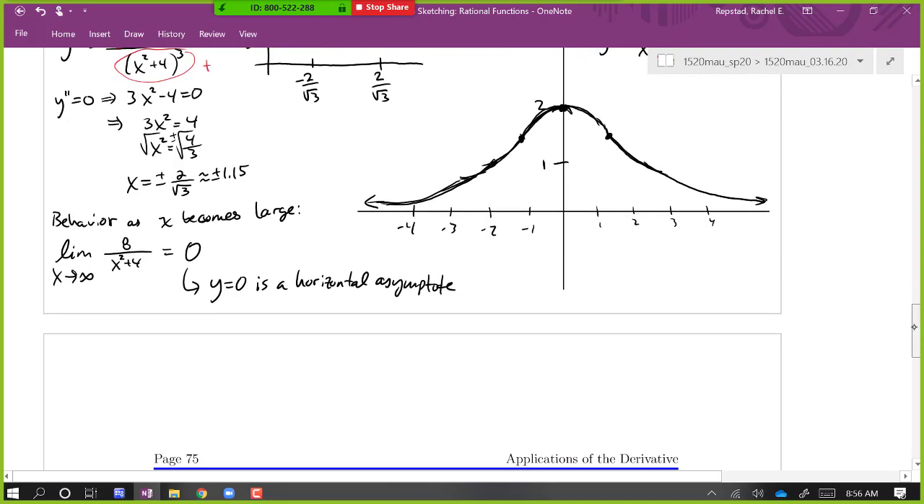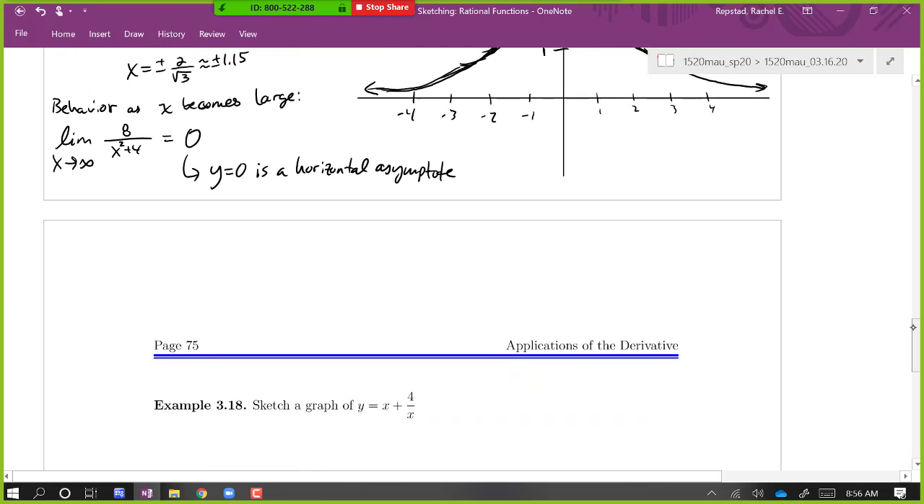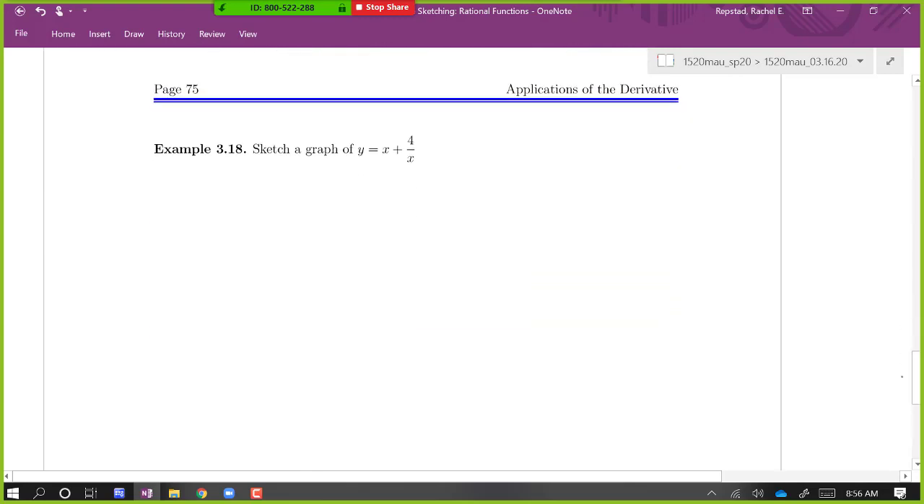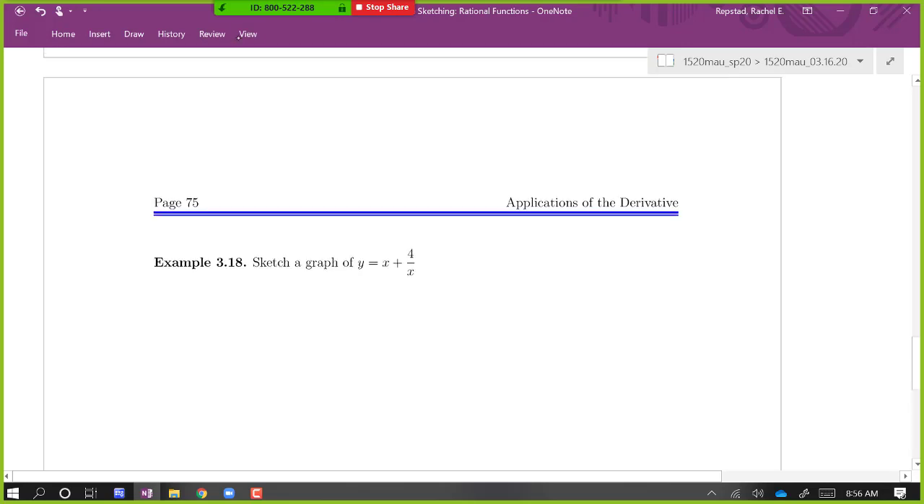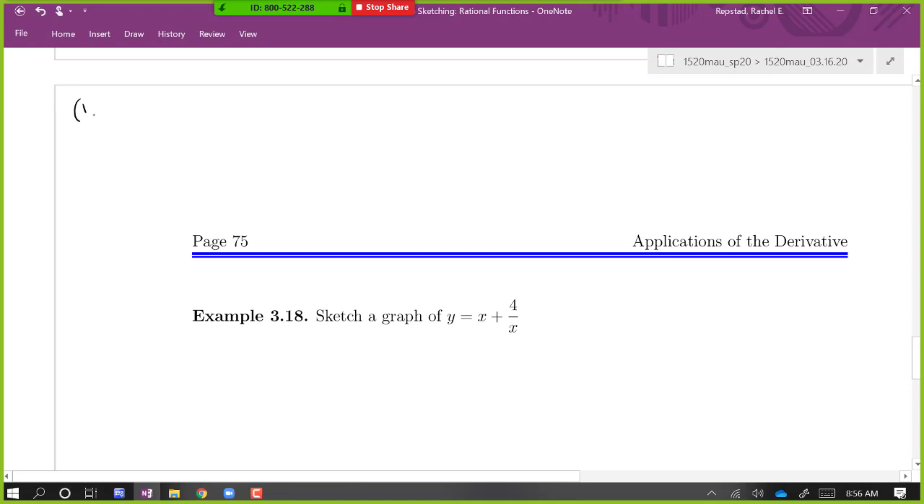Let's spend some time on this next one. We have one more curve to sketch, and we might be able to get all the way through it. So first of all, we start with the domain. Our function is x plus 4 divided by x. What's the domain of that function, or any values not allowed? Zero. Yep, so x can't be zero. And we get a vertical asymptote at x equals zero. So the y-axis is a vertical asymptote.